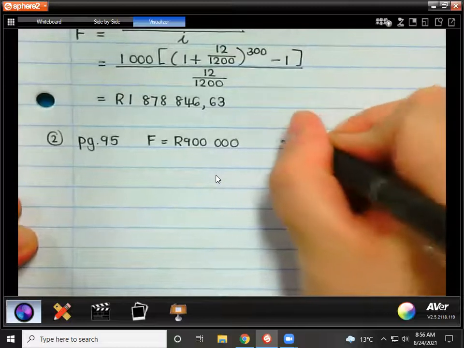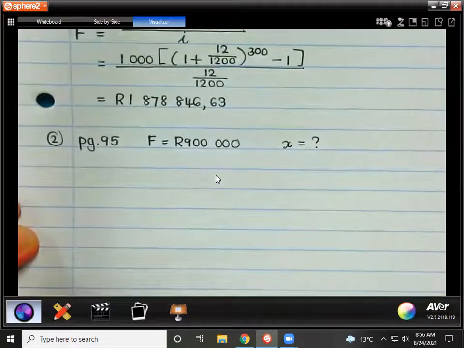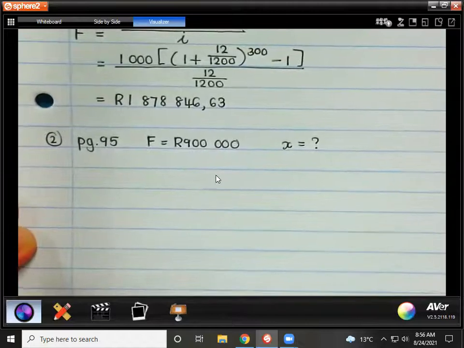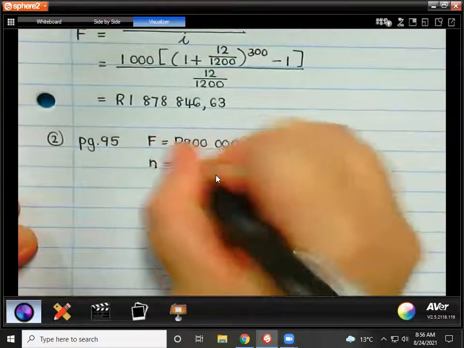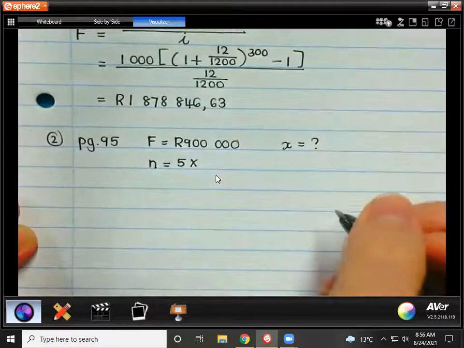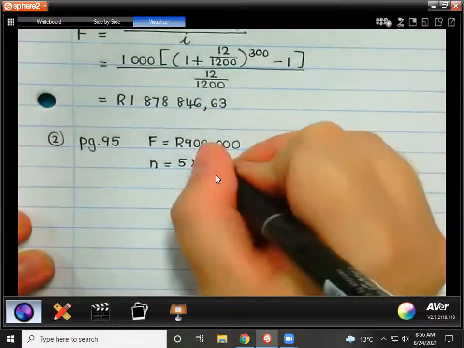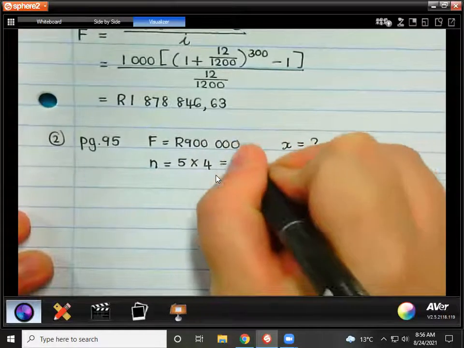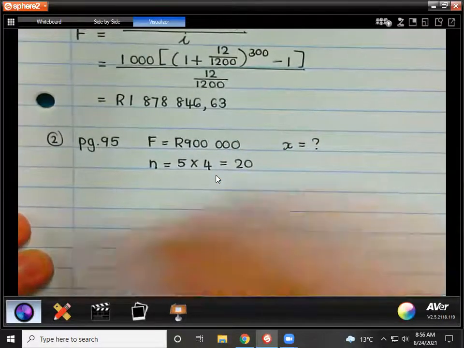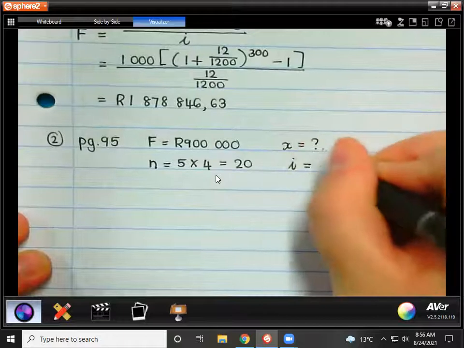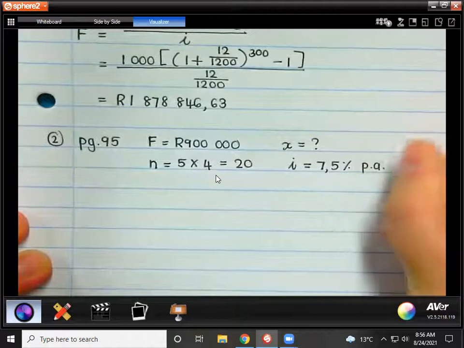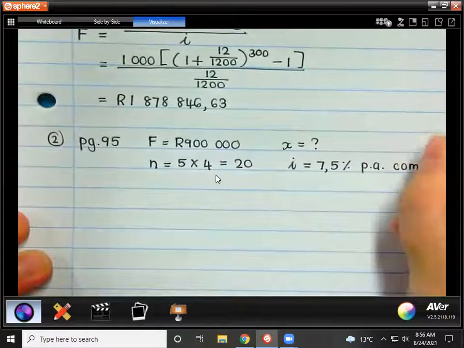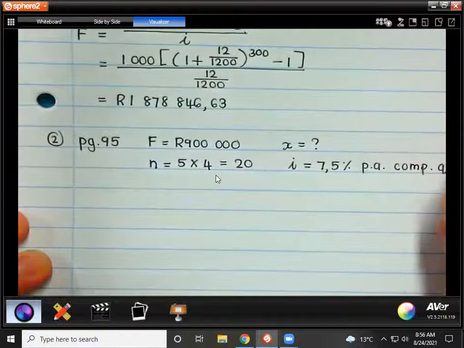Obviously, they are wanting us to solve for X. They're saying calculate the amount of money that they need to deposit quarterly so that the company will have 900,000 Rand available at the end of 5 years. So that means that N is 5 times, how many times a year will they make a deposit? 4. So that will be 20 deposits altogether. The interest rate is 7.5% per annum. I'm just going to say comp. I think we all know that that means compounded quarterly.